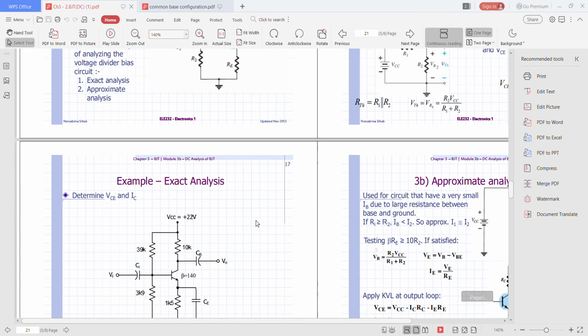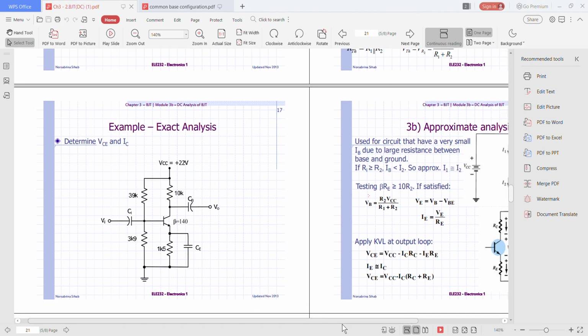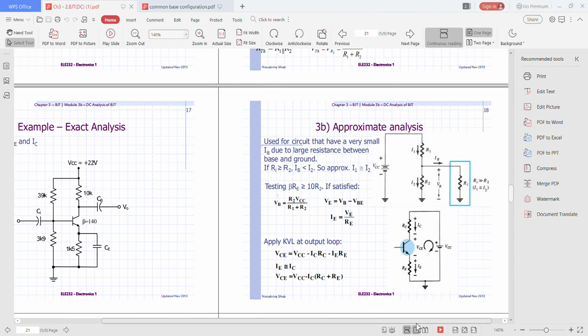Now we move on to the next slide. This is the example for exact analysis. Actually, this is one of the exercises. You have to determine VCE and IC from this circuit. So you guys need to do the exercise. You can just follow the steps from the previous slide.